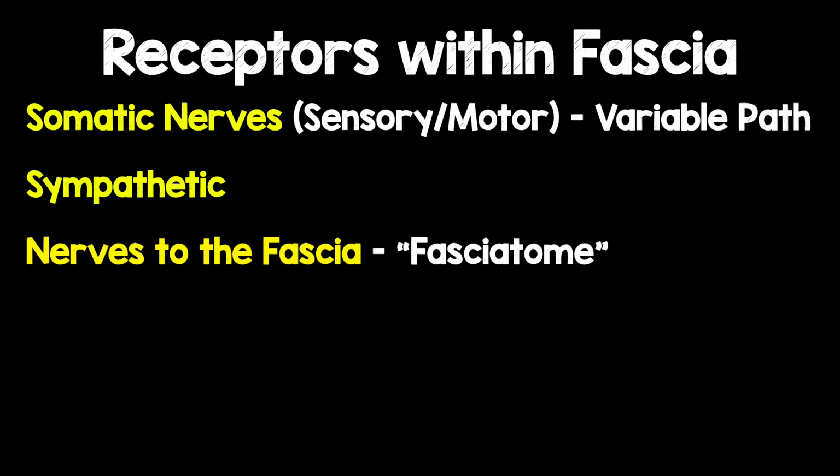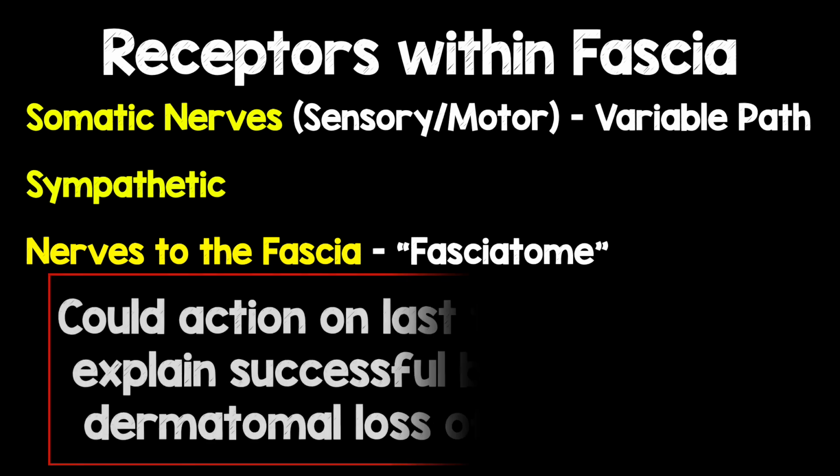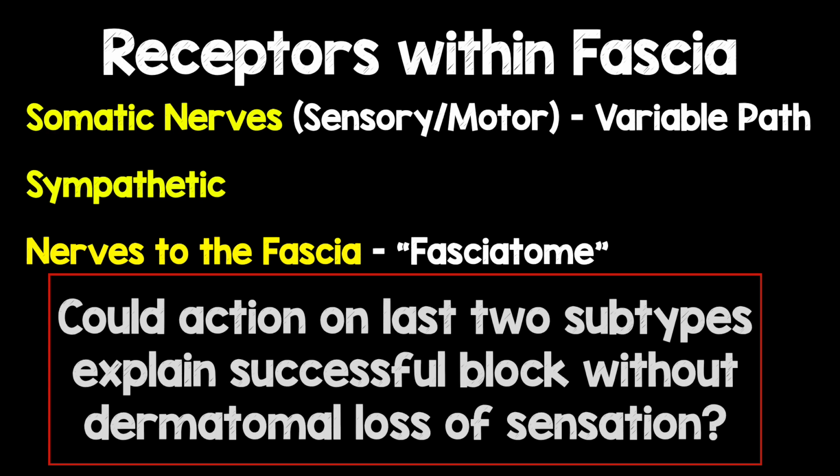We also know that there are various receptors within the fascia. There are somatic nerves, which have got sensory and motor innervation, and they take a variable path. There are sympathetic nerve fibers, and then there are nerves to the fascia, this whole concept of a fasciatome. So could action on the last two, the sympathetic nerves and the nerves to the fascia, explain why you might get a really successful block, but without necessarily seeing clear dermatomal evidence of blockade?